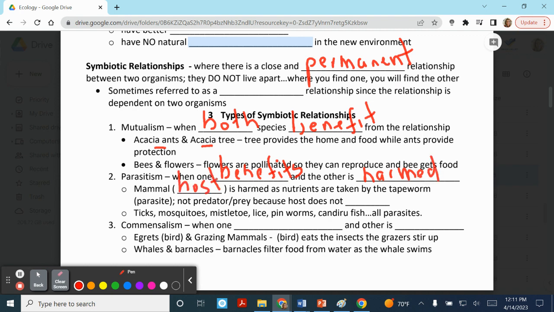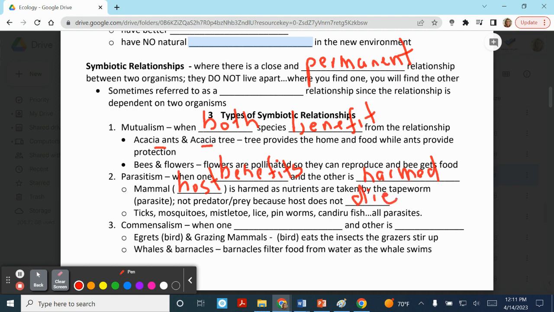So if we have a mammal that has a tapeworm, the mammal would be the host, and the tapeworm is going to be the parasite. This isn't considered predator-prey, even though that tapeworm technically is feeding off of the molecules in the host. It's not considered predator-prey because usually the host does not die when it's a parasitic relationship.